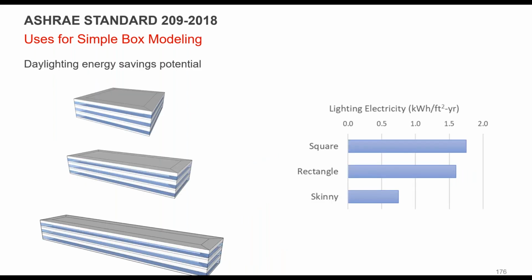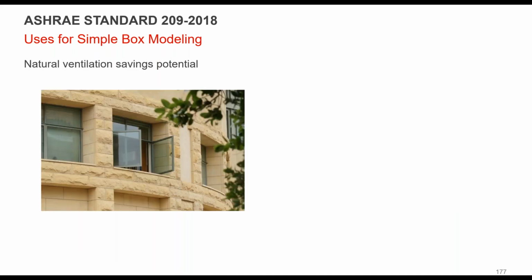So daylighting, looking at different shapes to be able to look at that as well. Looking at lighting electricity, the square has the highest because its daylighting doesn't penetrate as far. Rectangle, a little bit better, but skinny, being able to fully daylight the whole thing, can have the biggest impact, if that's one of the options you're trying to do. Now, many sites are going to be constrained, so you may not be able to make the simple box or even simulate something like this for a lot of them.